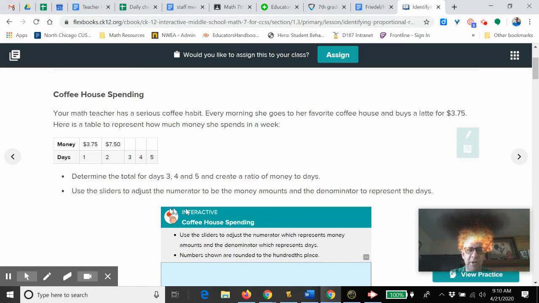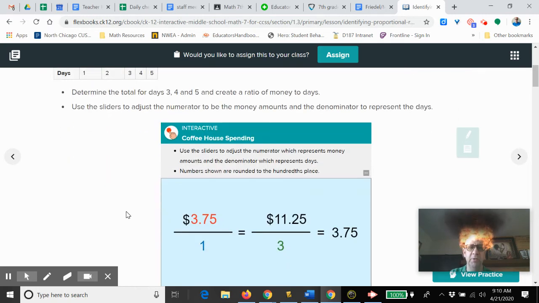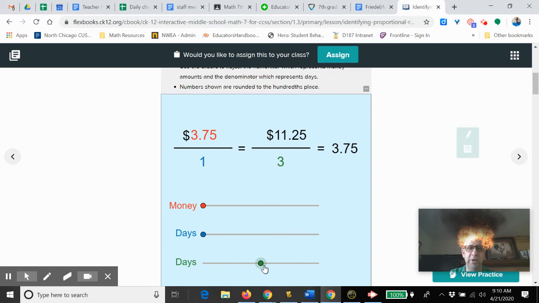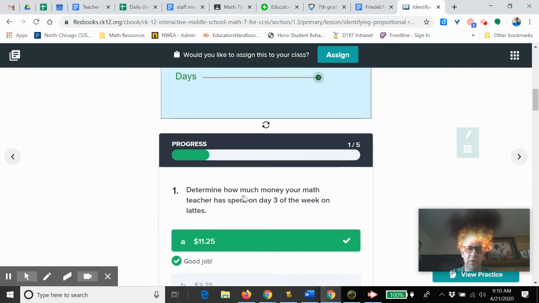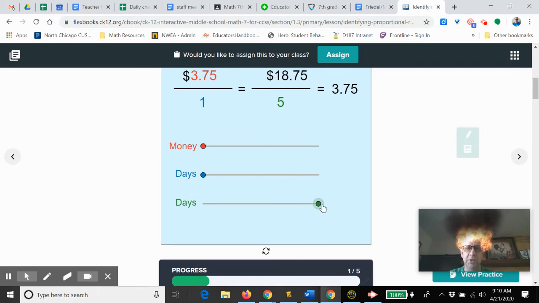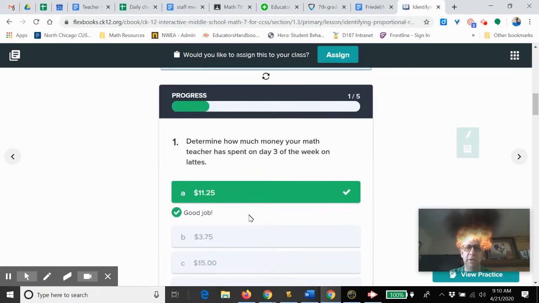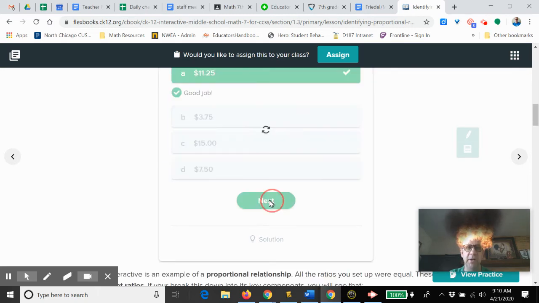They've got this interactive slider down here to help you. Day 1 is 375. If you take the slider here, day 2, 750. Day 3, 1125. Day 4, 1500. Day 5, 1875. So it's doing the math for you. Then they've got the questions down here. I answered the first one. Day 3, we saw 1125. Got that right.